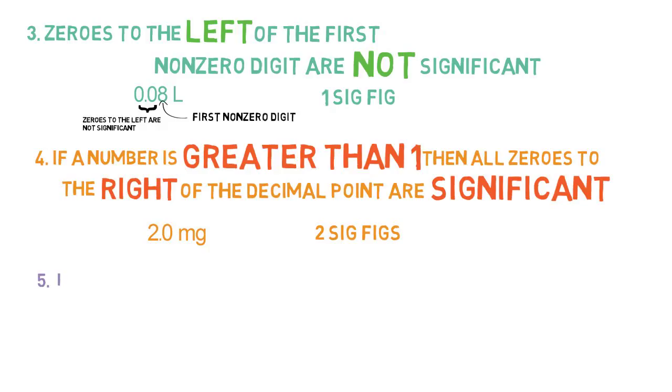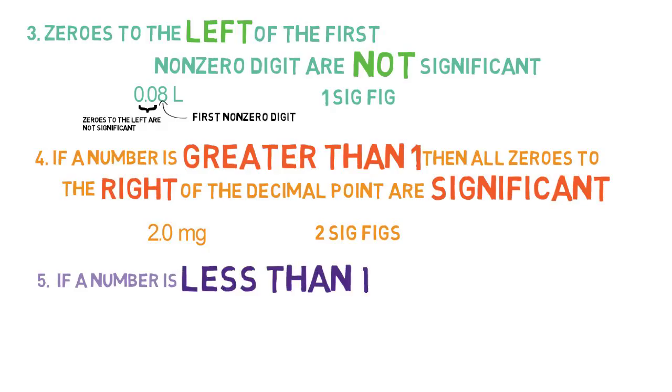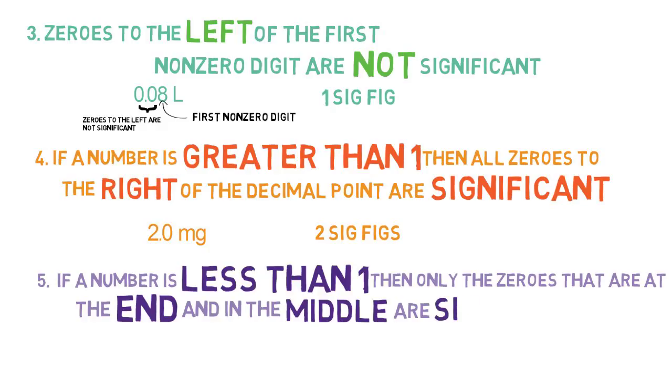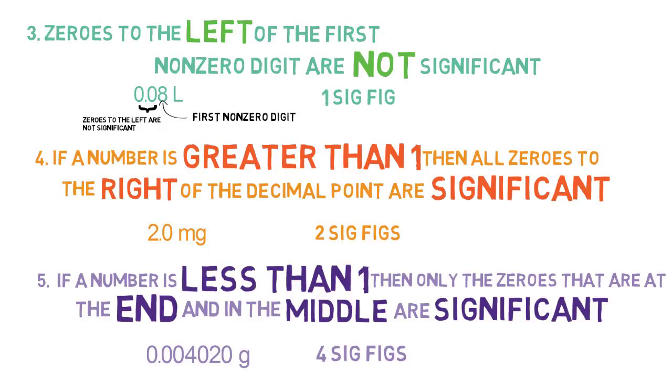The last rule says that if a number is less than 1, then only the zeros that are at the end and in the middle are significant. So if we have a number like 0.004020 grams, those first 3 zeros are not at the end or in the middle. They are to the left of the first non-zero digit, so those are not significant. But the other zeros are in the middle and at the end, and so they are significant, and this number has 4 sig figs in it, 4 significant digits.